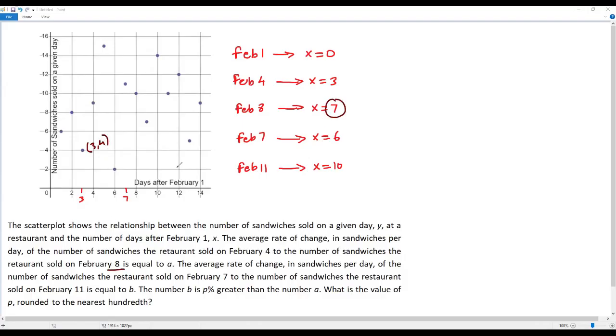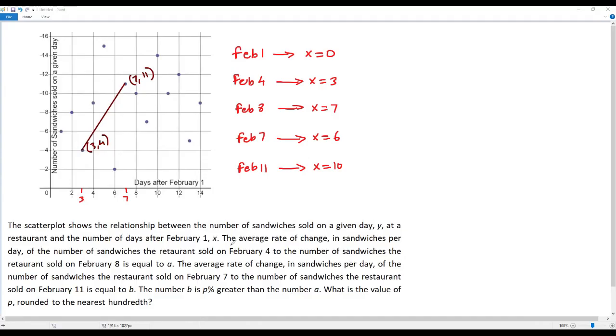Now let me go to February 8. February 8 means X equals 7. That is, we have to go to the value 7 on the X-axis. Corresponding to this value 7, this is the point we have. Here the X coordinate is 7, and the corresponding Y coordinate is the middle value of 10 and 12, that is 11. So 7 days after February 1st, that is on February 8, the number of sandwiches sold by the restaurant is 11. Now let me connect these 2 points by a line segment.